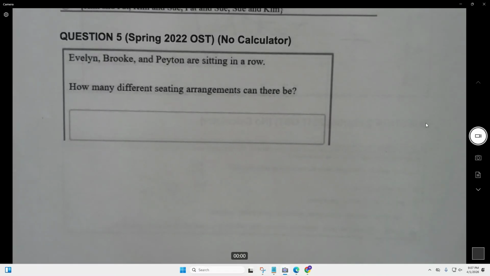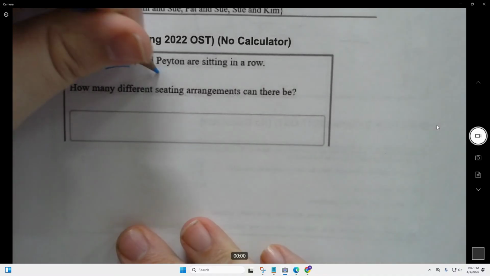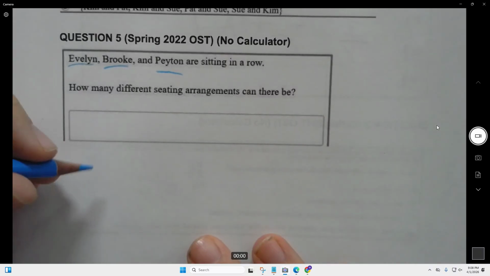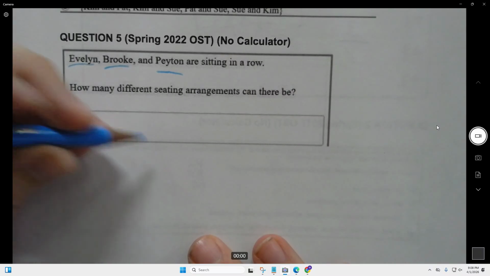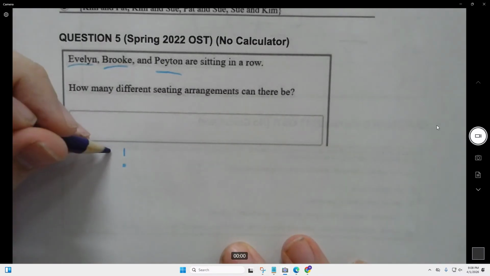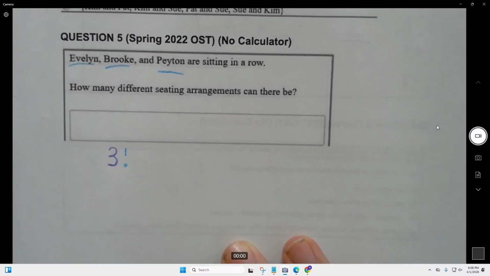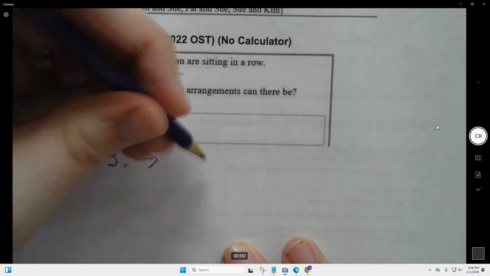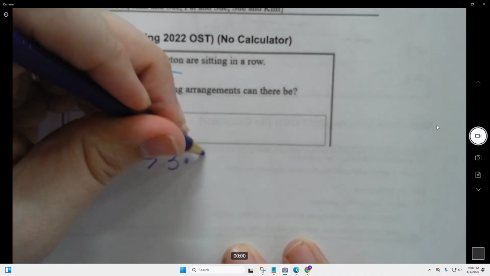So, when you have a number of possible options, and you're trying to figure out how many different arrangements you can do, you use what's called the factorial, which is just an exclamation point. In this case, this would be 3 factorial, or as I like to call it, a very excited 3. What 3 factorial represents is 3 times 2 times 1.